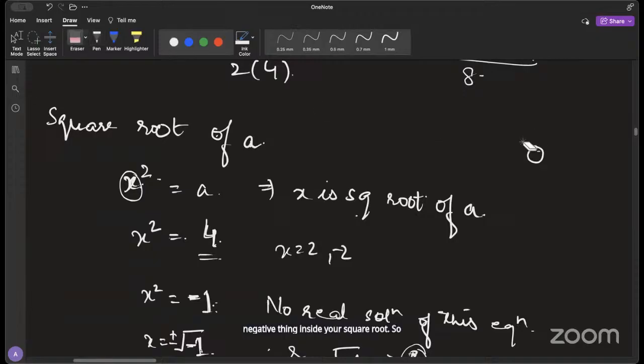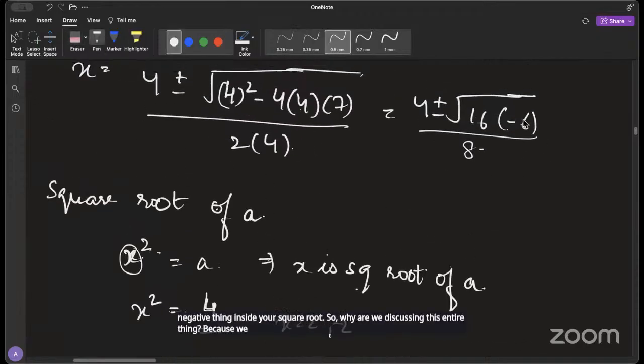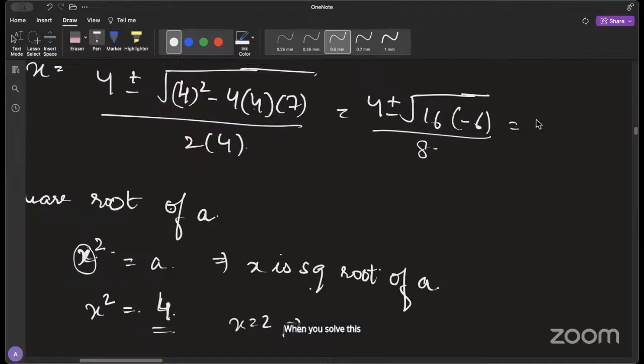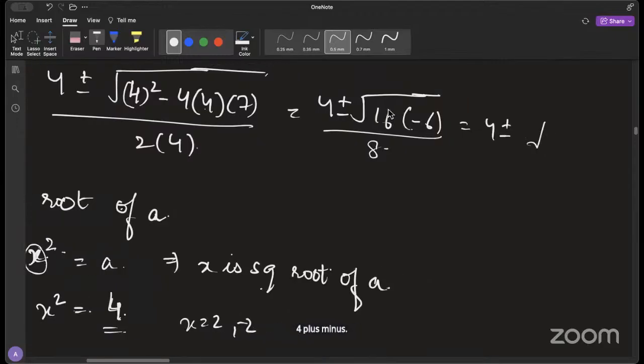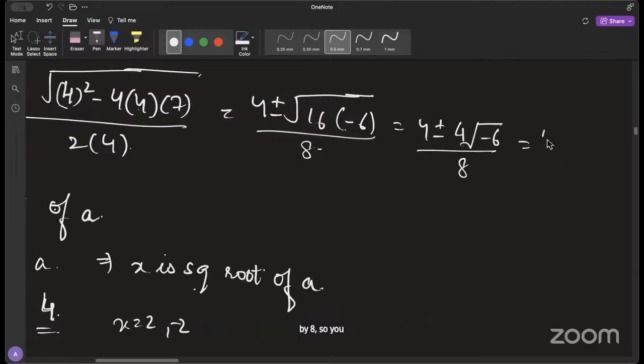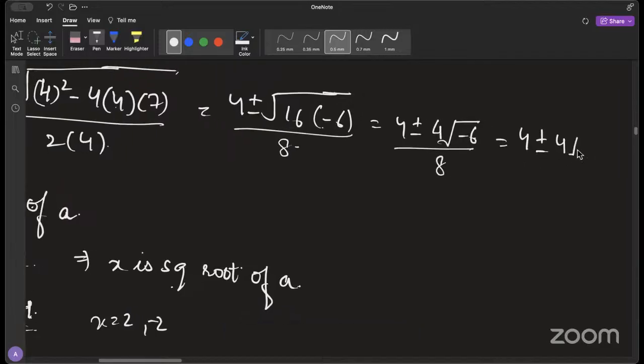So why are we discussing this entire thing? Because we have a negative here. When you solve this, you will have 4 plus minus. The square root of 16 is 4, so you can take this out, and then you will have square root of minus 6 over 8. So you can write this as 4 plus minus 4 square root of 6 iota.